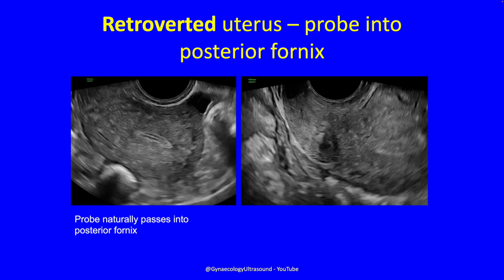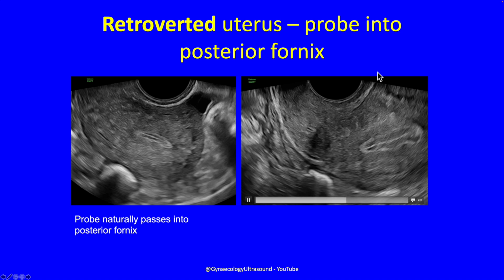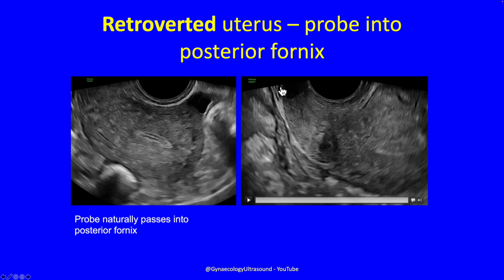This is what it looks like if I have my probe in the anterior fornix in a retroverted uterus. I can't judge the mobility behind the uterus. I can judge the mobility of the bladder against the cervix, but not the sliding sign, which is the back of the uterus.